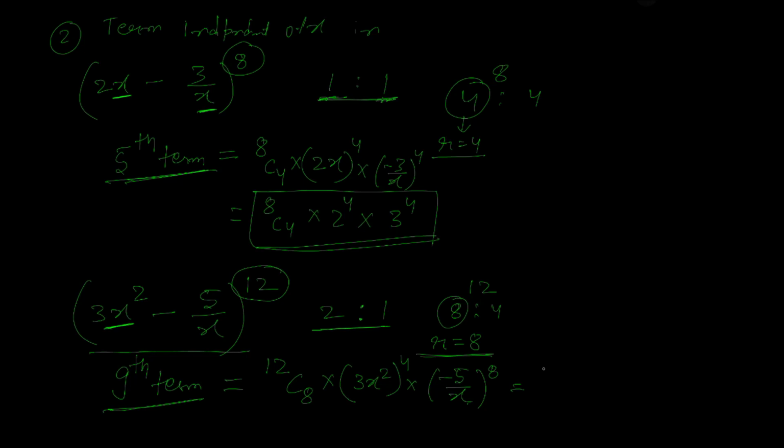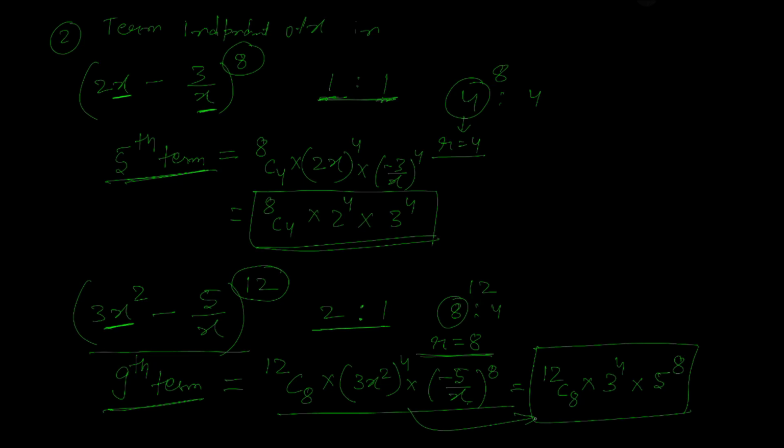12C8. So the answer of this question will be 12C8 into 3 to the power 4 into, coincidentally here also, (-5) to an even power, so it becomes positive. It could be negative also. Just be careful in simplifying. After this it is only simplifying. Whatever is the correct answer, you need to get to that. So this is the shorter process.